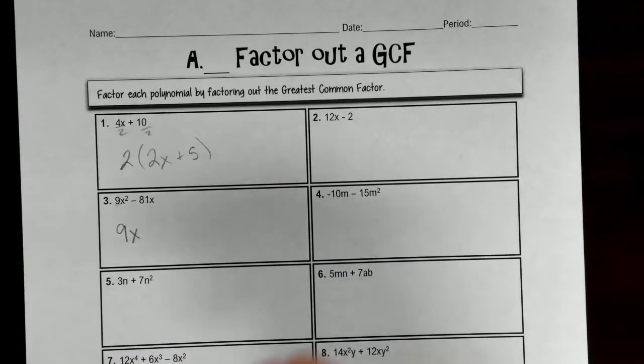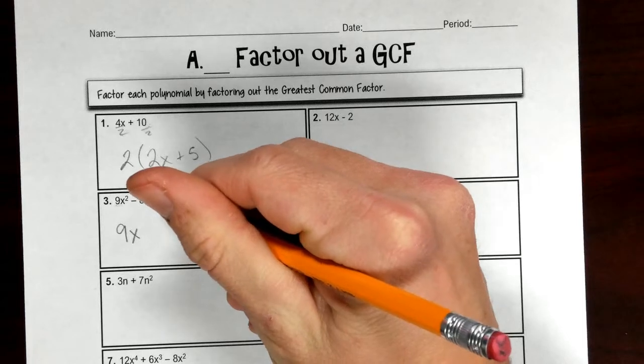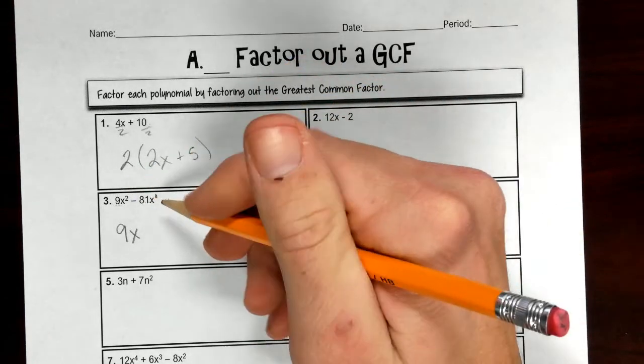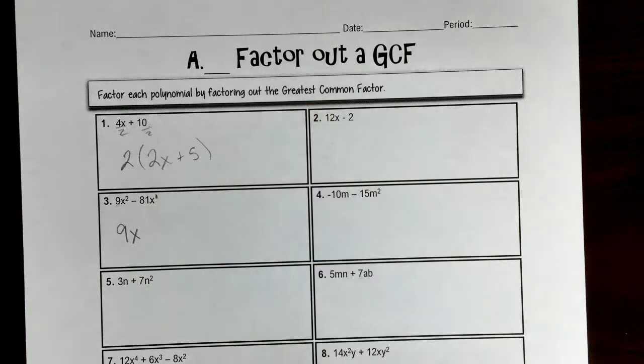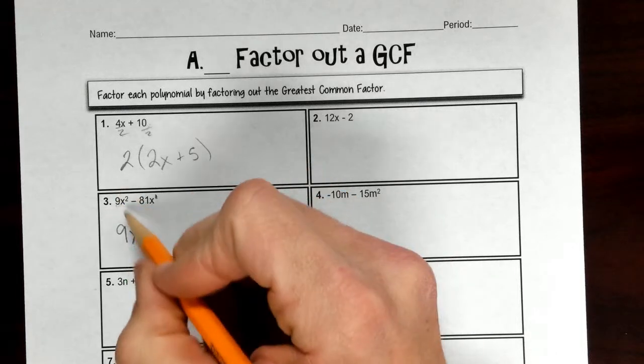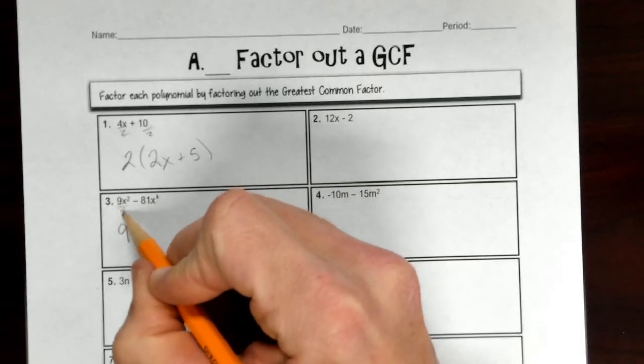And like I said, you're always going to take the least exponent. This is x to the first. Well, you can only take an x to the first out of x to the first. There's only one x to take out. And again, GCF means we are dividing. So we're dividing right now by 9x.